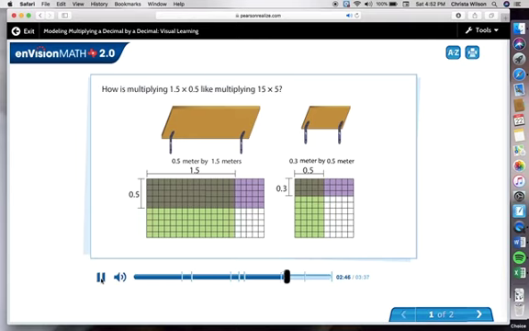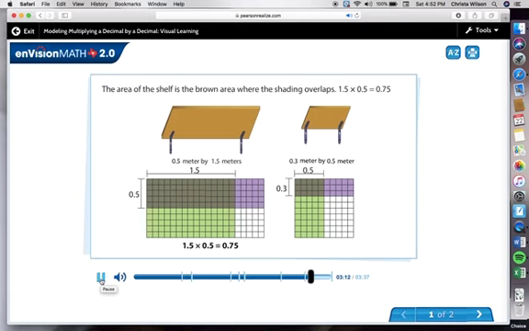How is multiplying 1 5/10 times 5/10 like multiplying 15 times 5? Both products contain the digits 7 and 5. How is multiplying 1 5/10 and 5/10 different from multiplying 15 times 5? You need to place a decimal point in the product.